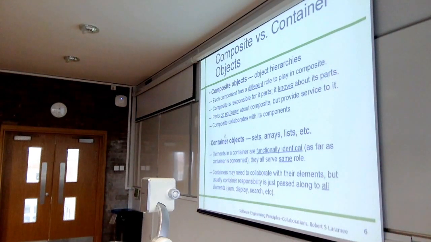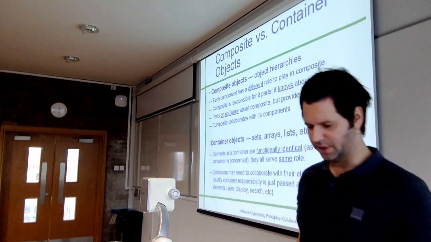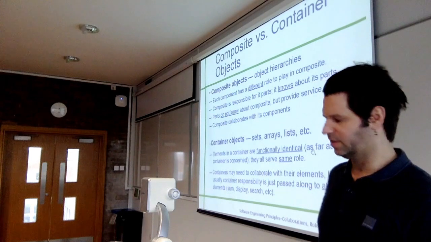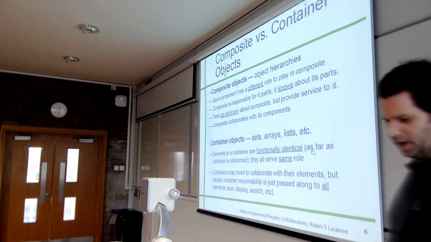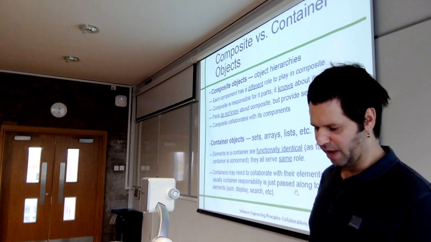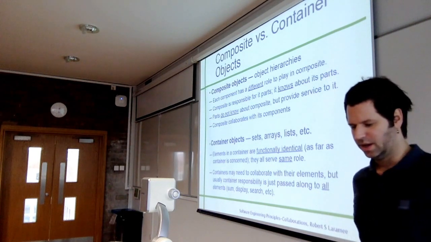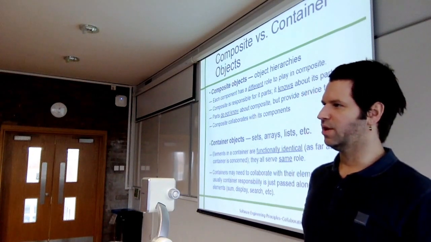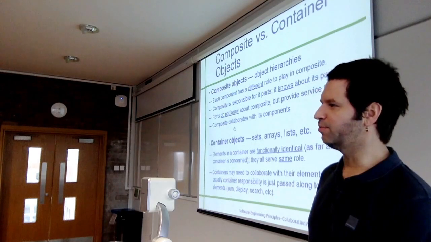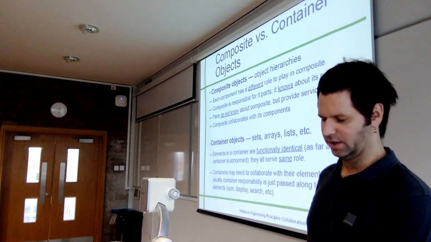Container objects are sets that are all functionally identical. So elements in the container are functionally identical as far as the container is concerned. They all serve the same mold. Containers may need to collaborate with their elements, but usually the container responsibility is just passed along to all the elements. An array is an example, a set, a list, an array of integers, an array of strings, and so on. Pretty simple. It is simple, actually. It's just the terminology that's confusing. But it is simple.